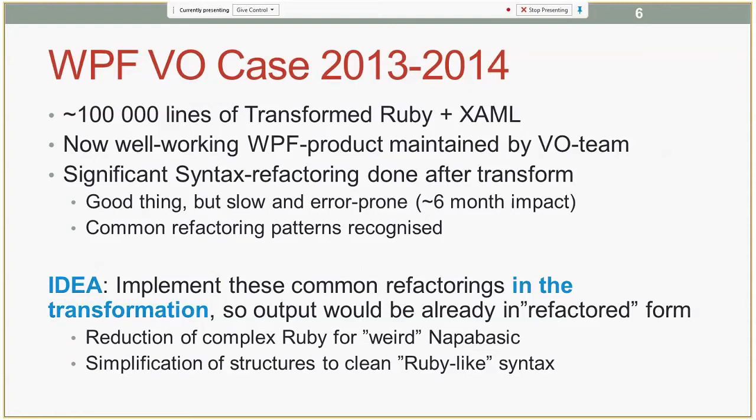Much of this stems from the VPF VO case starting in 2013. Of course, it started much earlier. It's impossible to say when we started work on the VPF VO, because all the transformation rule development starting from 2009 has been developing towards all products being transformed. This represents about 100,000 lines of code, which is in Ruby and XAML now, and we have quite a well working product here as a case.